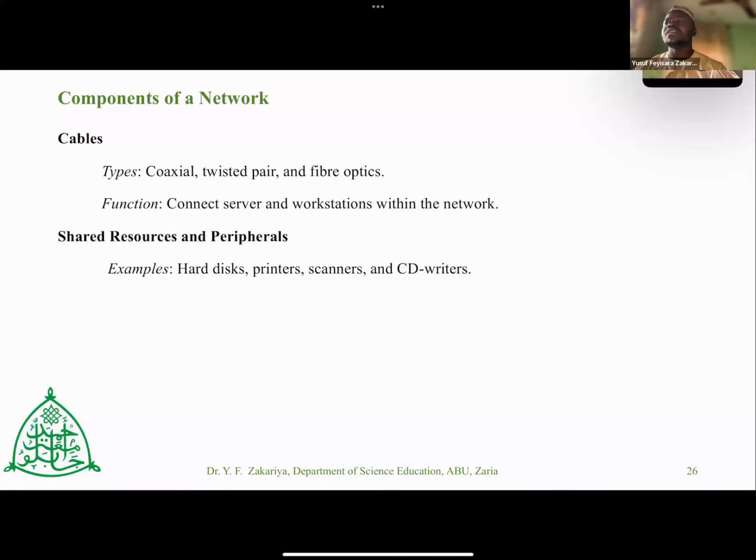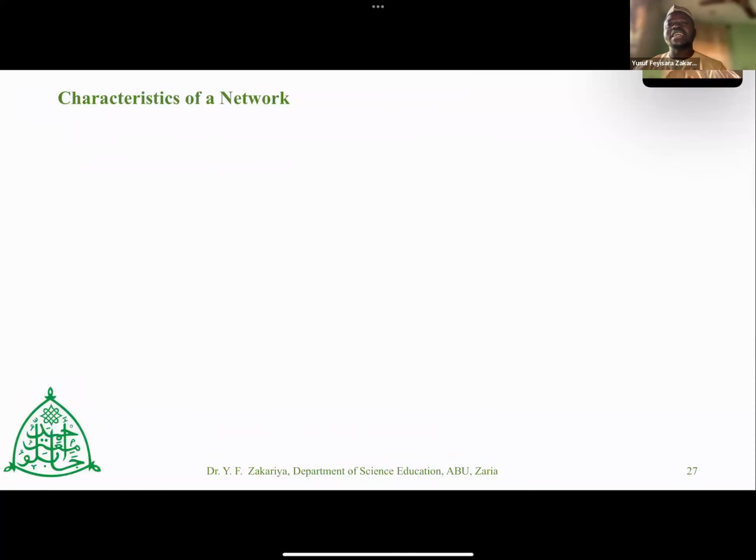So these are very useful for connecting the server to workstations, even between workstations. Then you have different types: you have the coaxial, the twisted pair, and the fiber optics. Then you have the sharing devices.